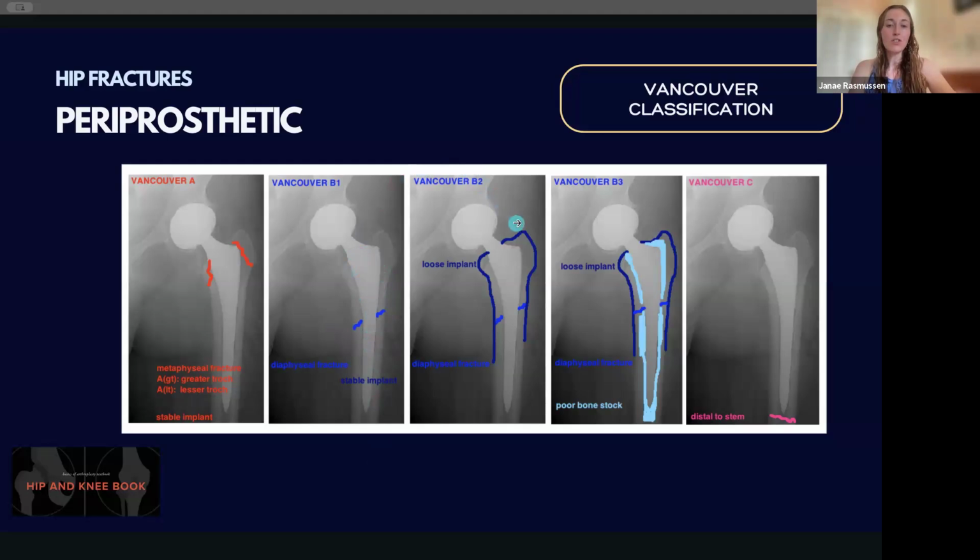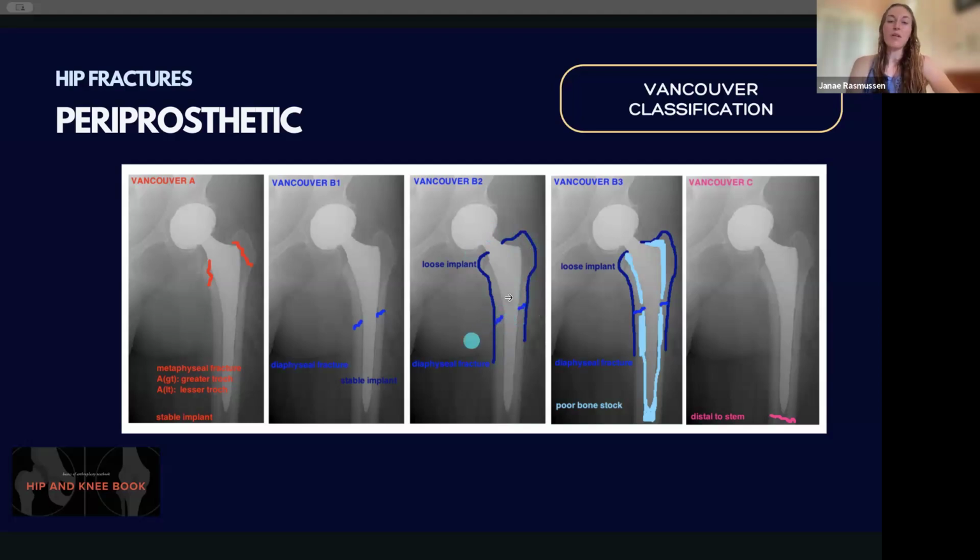Versus your type B2, this is where you have a loose implant. And once again, this is where you have that fracture going where you have the prosthesis, but now you have a loose implant. And typically in these scenarios, you have to do an exchange of your hemiarthroplasty or total hip arthroplasty with a longer stem. And so that gets into a lot of weeds of different options. But the point being is that in B2, it's unstable.